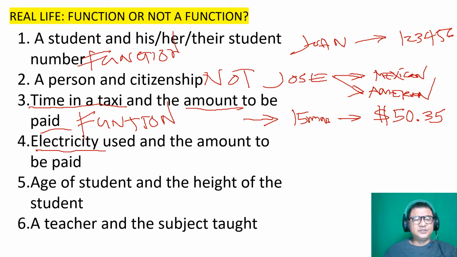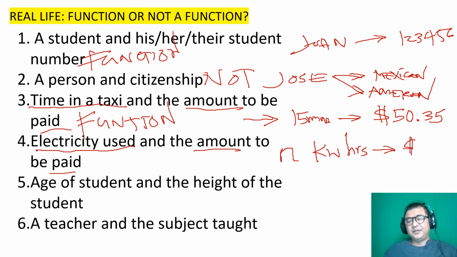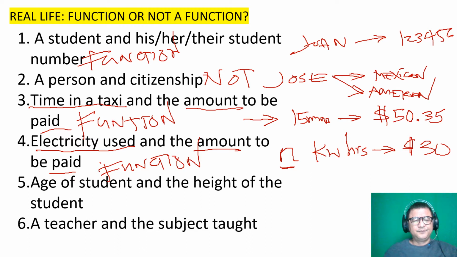Now, the electricity used and the amount to be paid. For example, your electricity bill. So let's say you spent N kilowatt hours, and you'll have to pay a certain amount, $30. All right? Is it possible that you're going to pay two separate amounts for one input? No. So this is what? A function again. Okay, age of the student and the height of the student.